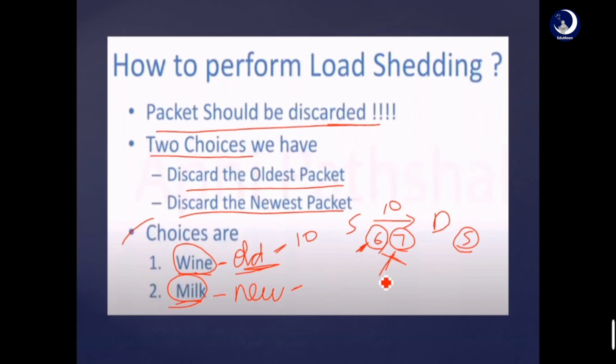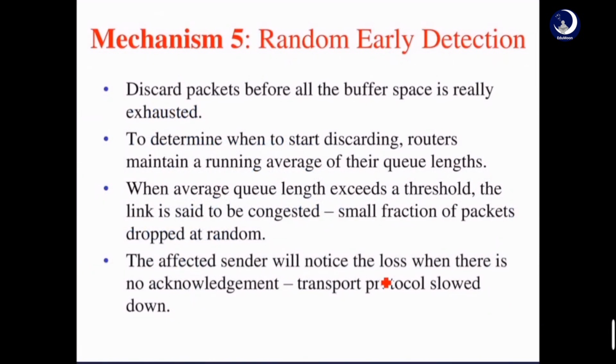Next is random early detection, also known as RED. Here, the packet is discarded before the congestion has occurred. RED's main motto is that it will discard packets from the buffer space of the router before it is full.